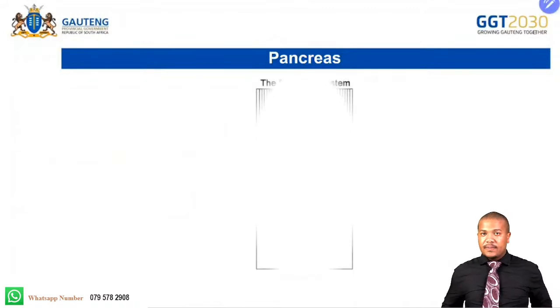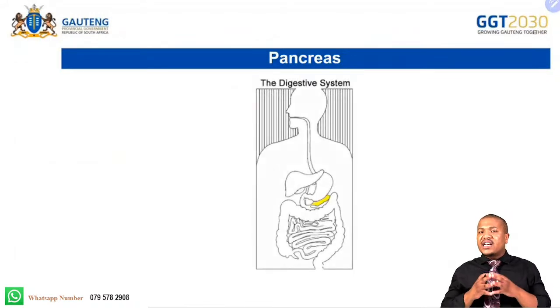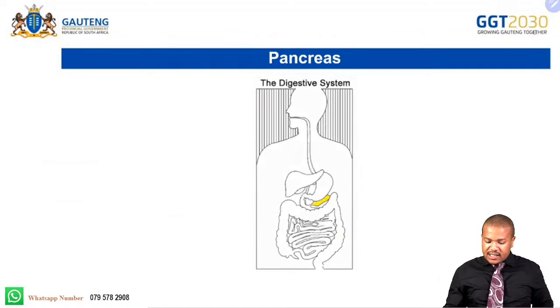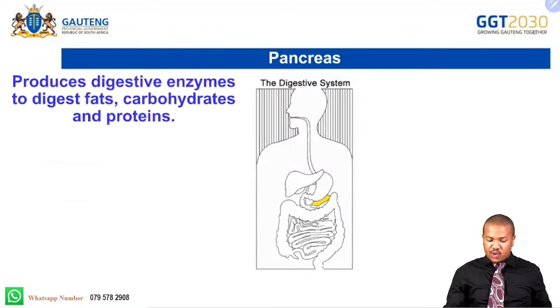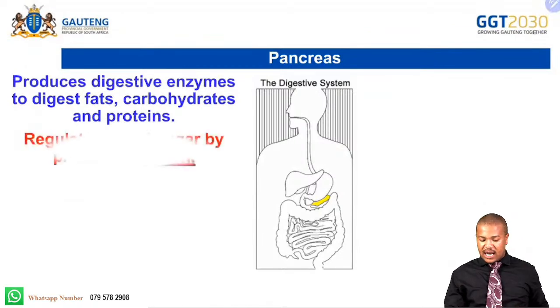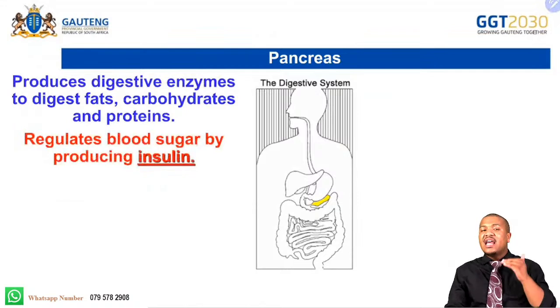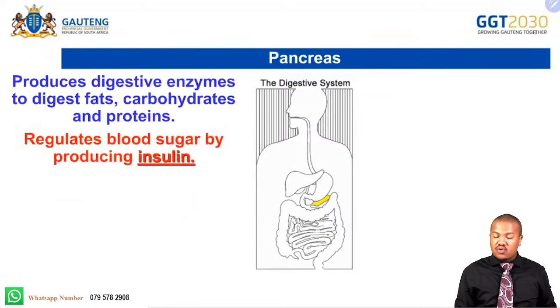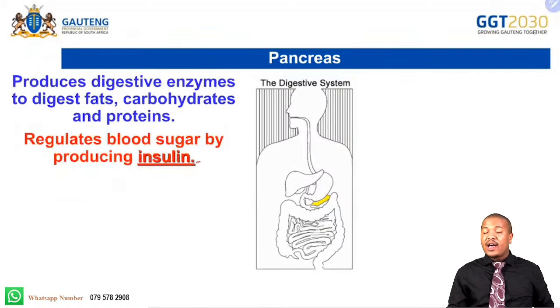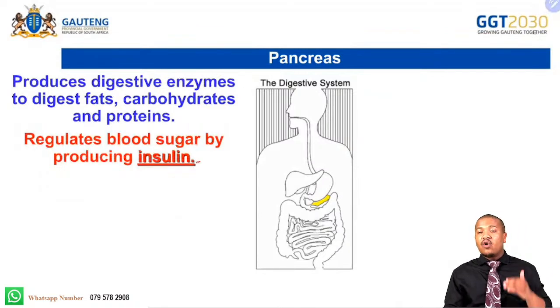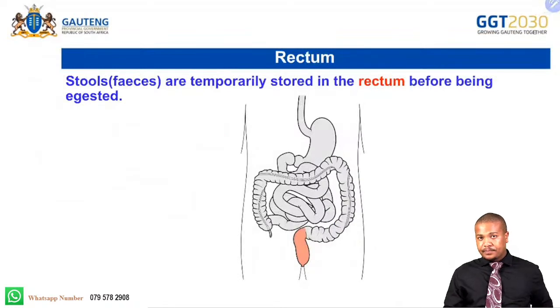Now the pancreas. The pancreas is also an important accessory gland of the digestive system. It has a different role as well, but it produces what? Digestive enzymes to digest fats, carbohydrates and proteins. It also regulates the levels of sugar in the blood. It regulates blood sugar by producing insulin, which helps to regulate the levels of sugar in our blood.